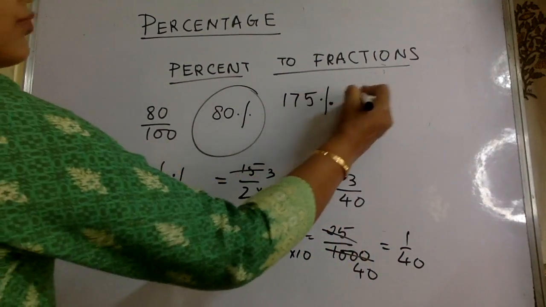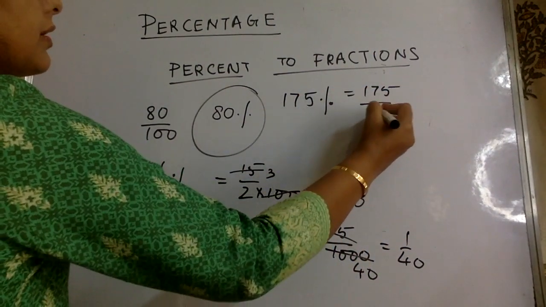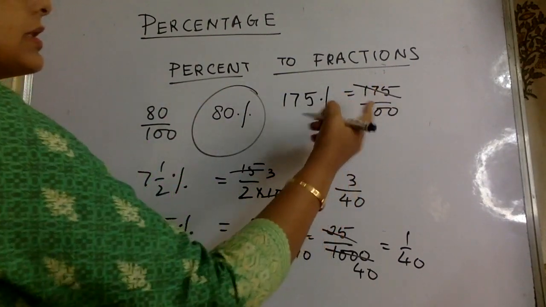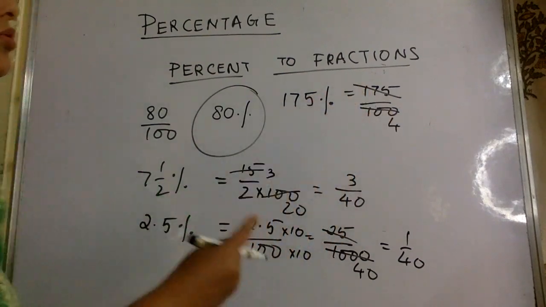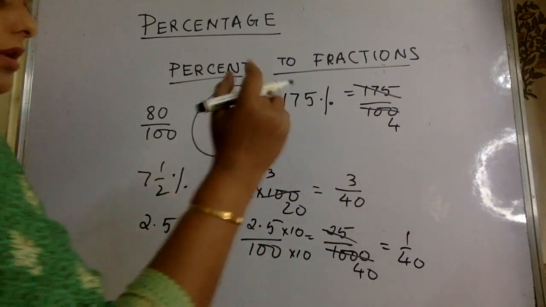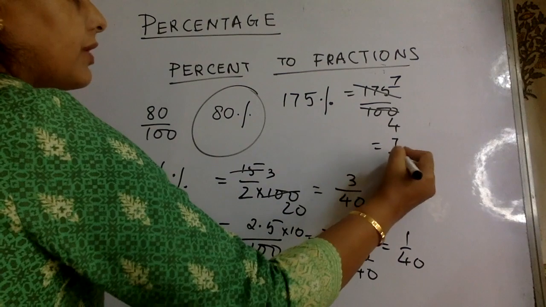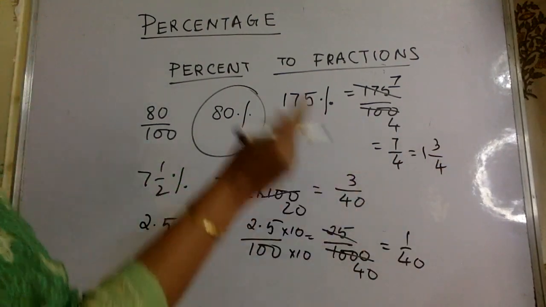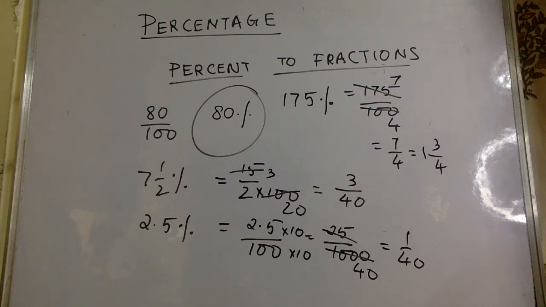Now what to do? 175 divided by 100. Again I have to divide with 25. 25 4s are 100, and here 25 5s are 125, 25 6s are 150, 25 7s are 175. Yeah, 7. So 7 by 4, which can be written as 1 3 by 4. So I have got it in the fractional way. So 1 3 by 4 is 175%.